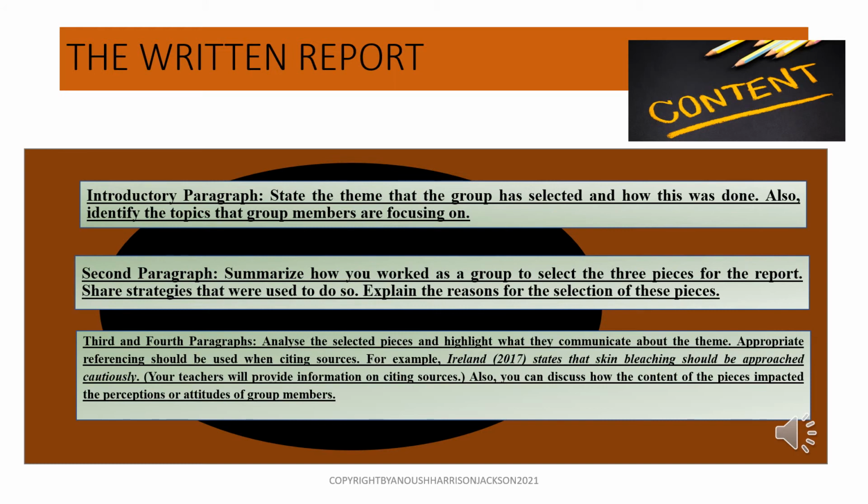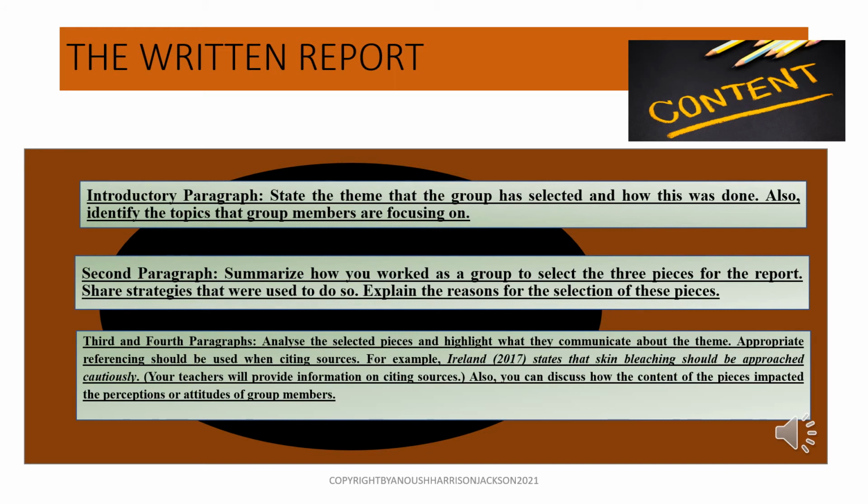Now, remember that as a group, each of you would have had 3 artifacts or material or sources, but for the written report you're only selecting 3. So if your group consists of 4 individuals, you would have had a total of 12, but of the 12 you're selecting only 3. If your group consists of 5 individuals, you would have had a total of 15 artifacts, and you're only selecting as a group 3 of these artifacts.